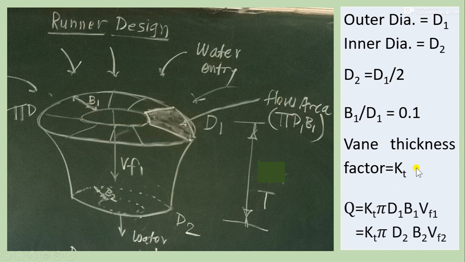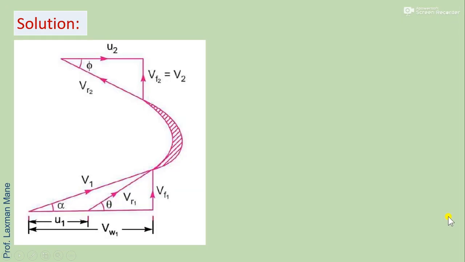Now when we consider the thickness factor Kt, discharge is equal to flow area into velocity. But since we have to consider the thickness factor, the formula is Q equals Kt, and the flow area is what? Pi D1 B1 Vf1. This is flow area into flow velocity, for point 1. Similarly at point 2 we can write Kt pi D2 B2 Vf2. Now this formula we are going to use in the further calculation.